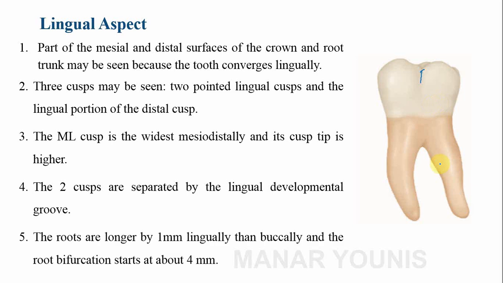of the crown. The roots are longer from the lingual aspect by 1 millimeter because the cervical line is located at a higher level lingually, at a more occlusal level lingually than buccally, which makes the root, both the mesial and distal roots, longer by 1 millimeter and the root trunk will be longer, so the bifurcation will start 4 millimeters below the cervical line.